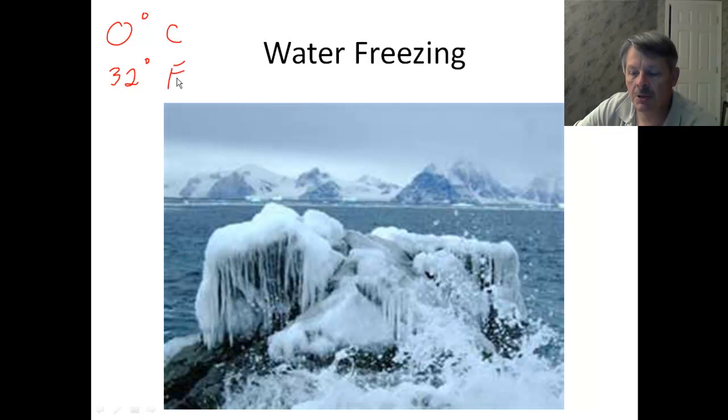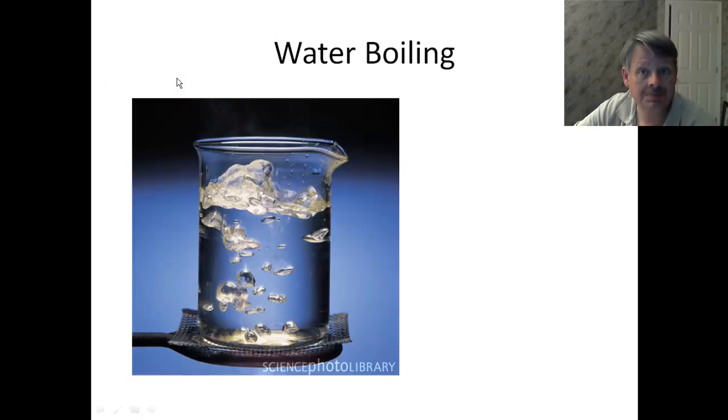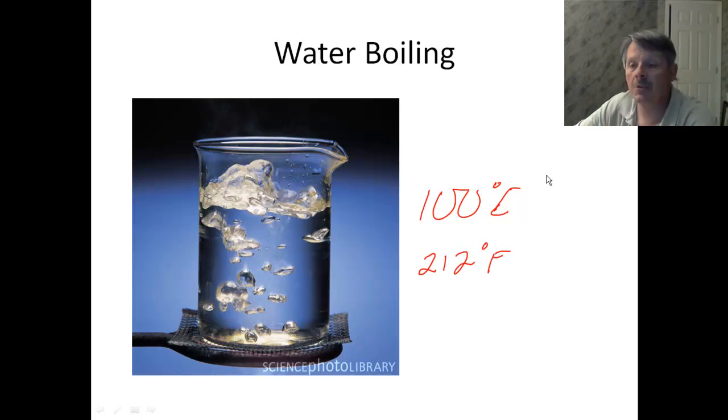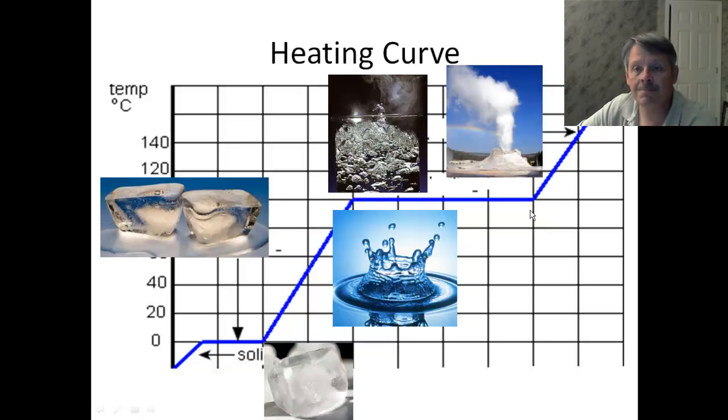Those are two numbers that you should know, and you should have memorized those. If you don't, please memorize them. Water boils. At what temperature does water boil? Water boils at 100 degrees Celsius and at 212 degrees Fahrenheit. The one that we will be using in chemistry is the Celsius number. So it freezes at 0 Celsius and boils at 100 Celsius.